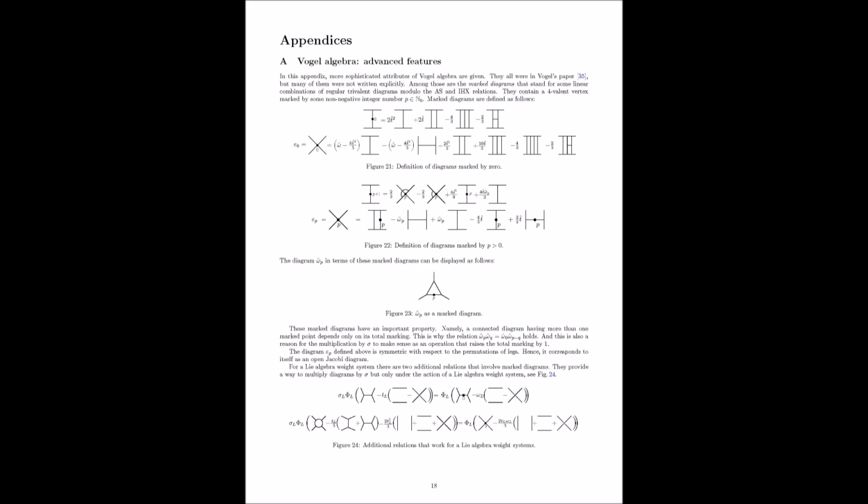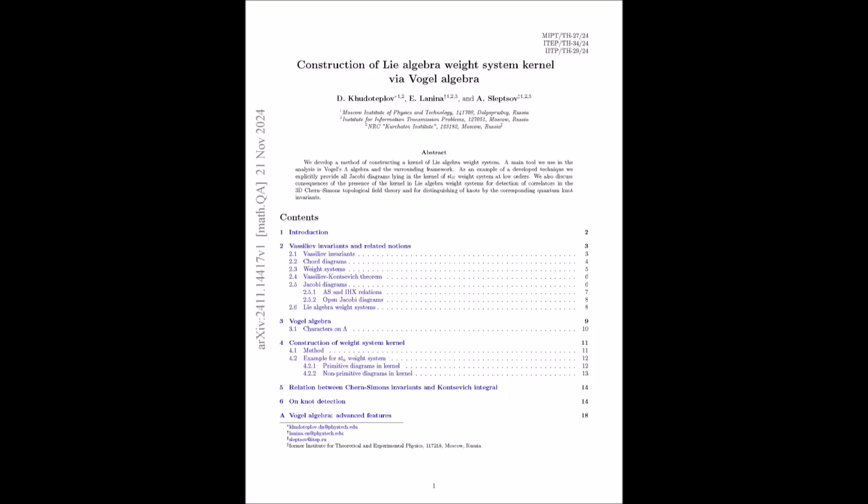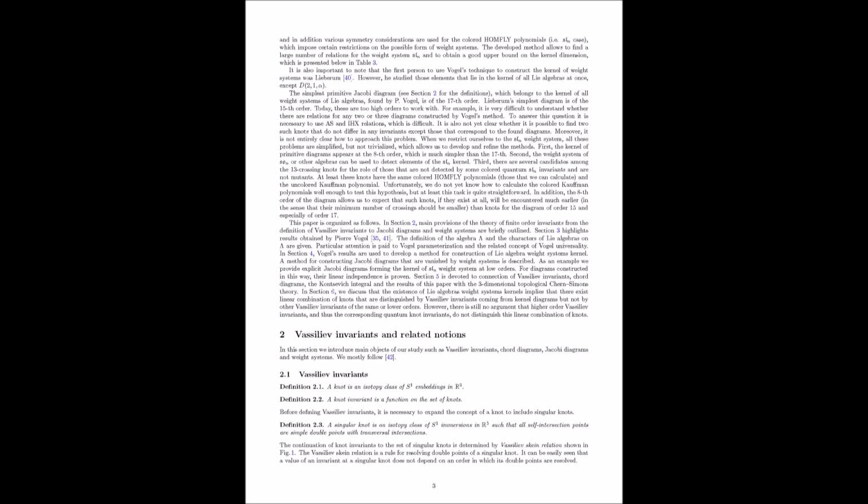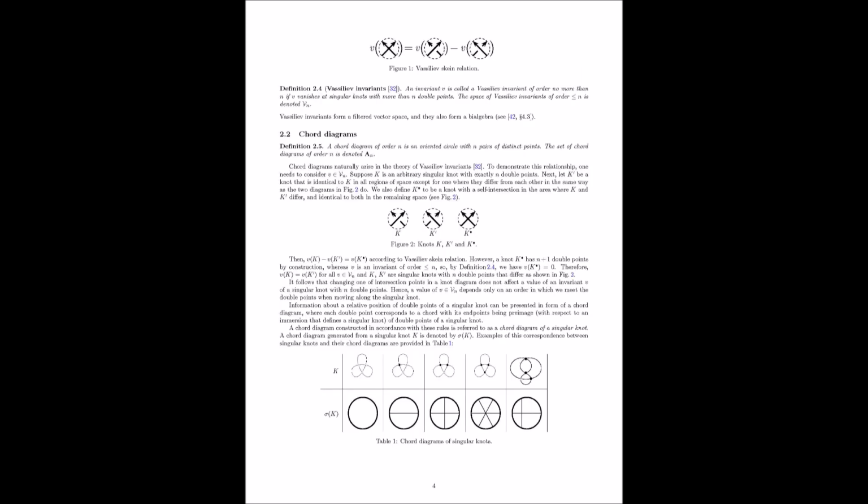Well, the AS relation basically says if you flip a diagram over a vertical axis, it's considered equivalent to the original. The IHX relation is a bit more complex, involving three diagrams that are only different in a small region. Got it. So these relations impose a certain symmetry and structure on these diagrams. Exactly. And within Vogel algebra, we have three key variables, σ, τ, and ω. They act like building blocks for more complex expressions. They're also associated with what we call marked diagrams.